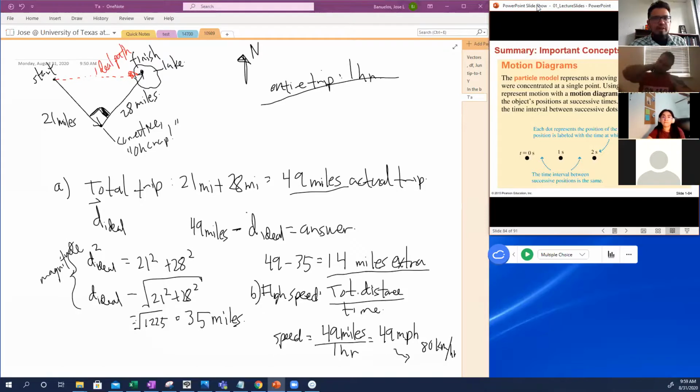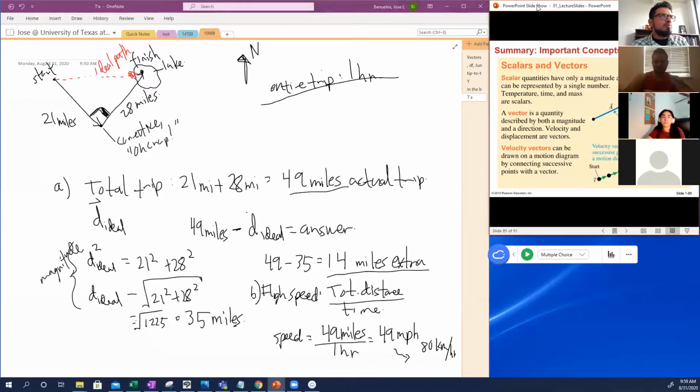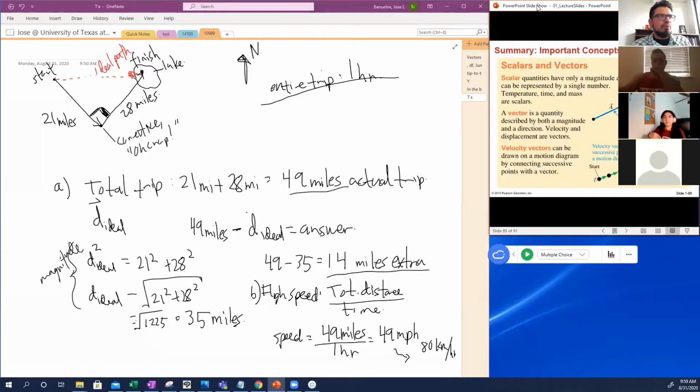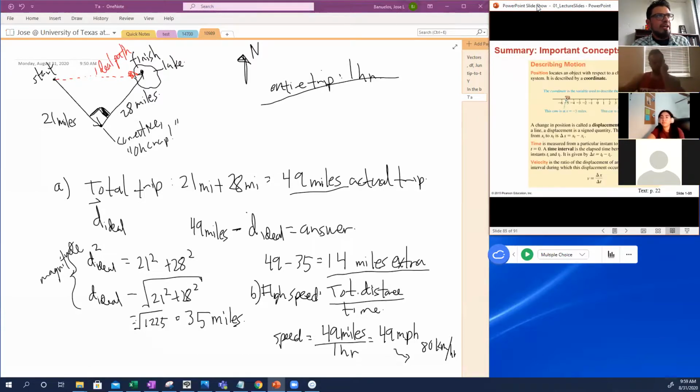We went over motion diagrams. This is the part that you can spend some time on your own reviewing, either now, or when you prepare for an exam, or when you're trying to do the homework. If you're like, man, I don't know how to approach this, how to begin, just go through these slides a little bit. They start off with motion diagrams, go on to scalars and vectors, and go from the motion diagrams to putting them on a number line.